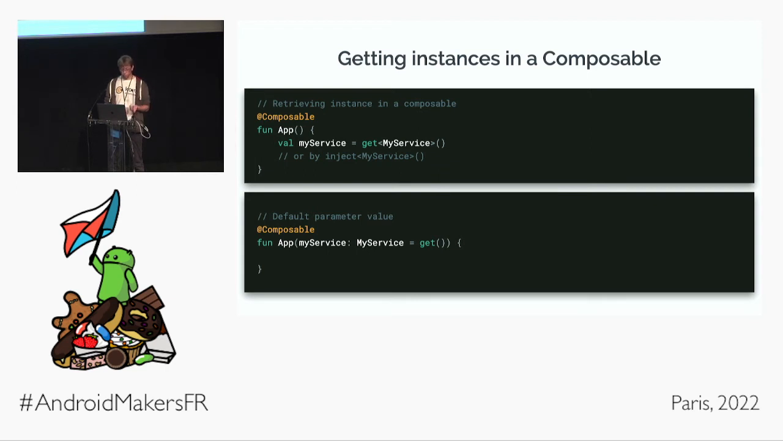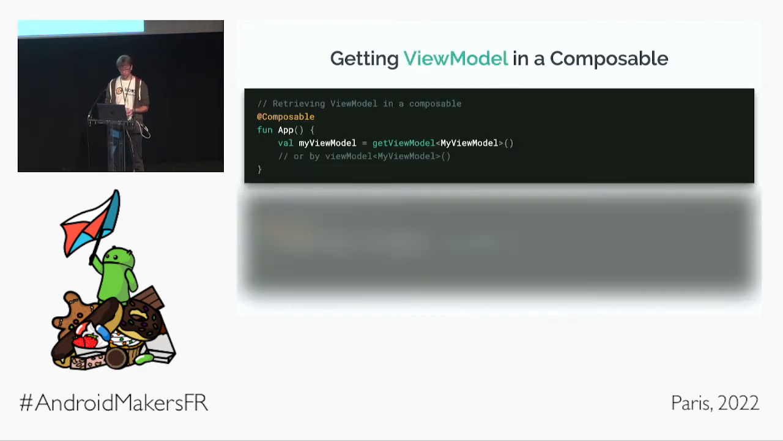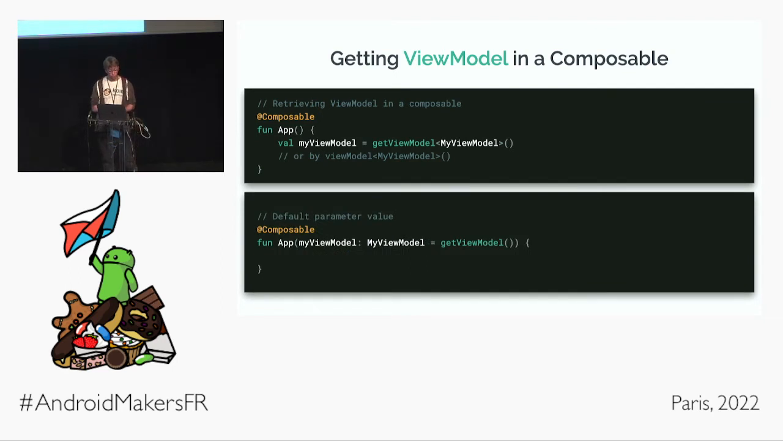I would say one of the main forms is to have parameter functions. Of course, we have the view model, the by view model and the get view model way, with the same approach. The good thing is to have it either in parameters, in a parameters function, to help you override things and not be linked directly to the Koin API, or to use it in your block directly.